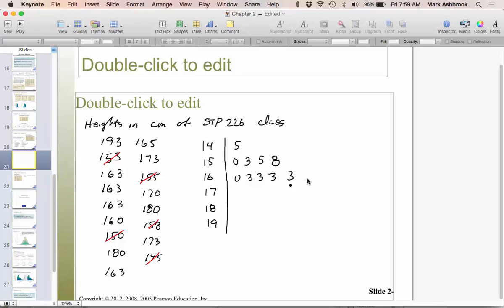5 threes or 4 threes? Just 4, and then a 5. Any more? Okay, so now I didn't do... You want to keep things in line vertically, and I'll show you why in a second.